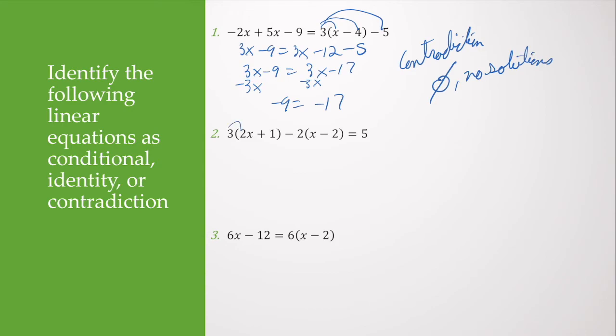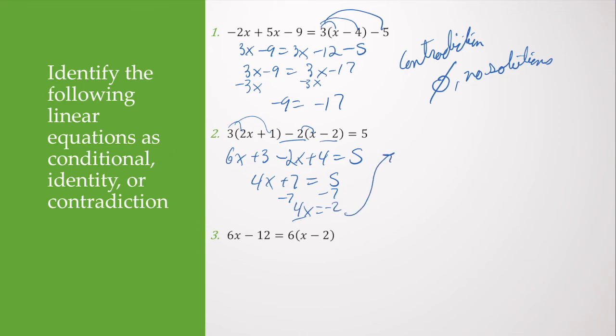Problem 2, let's go ahead and distribute. I've got 6x plus 3 minus 2x minus 2 times negative 2x is plus 4 is 5. I combine like terms. I have 4x plus 7 equals 5. Subtract 7 from both sides. I get 4x is negative 2. I divide both sides by 4. I get x is negative 2/4 or negative 1/2. Always remember to simplify. And this is a conditional because it only has one solution.